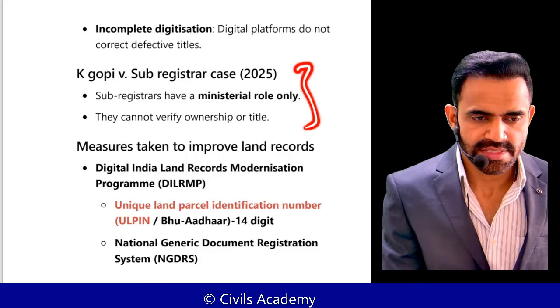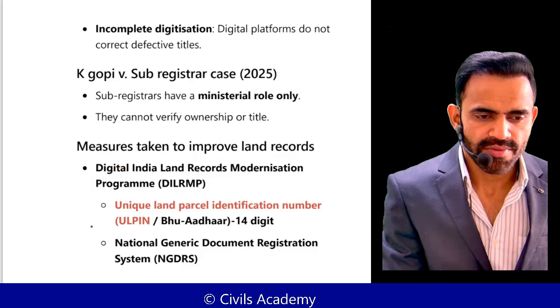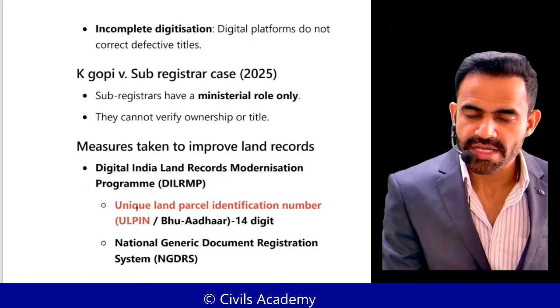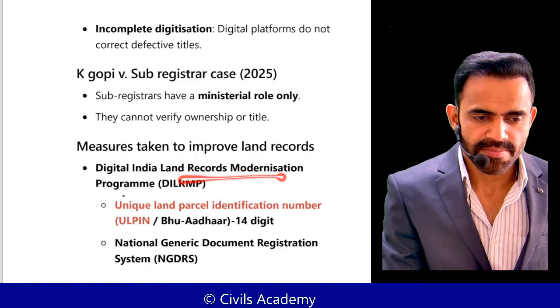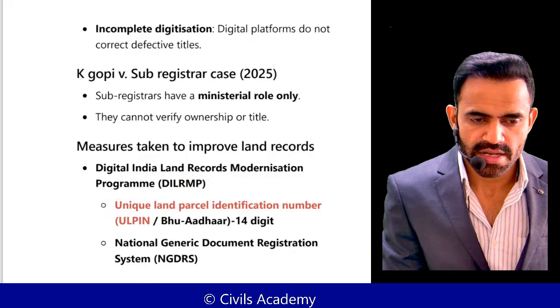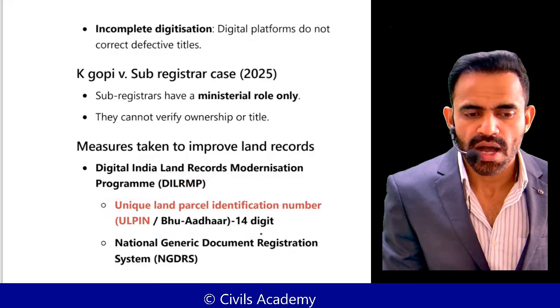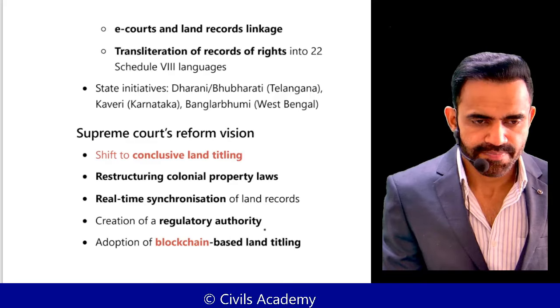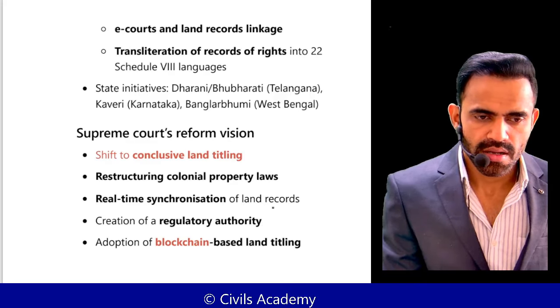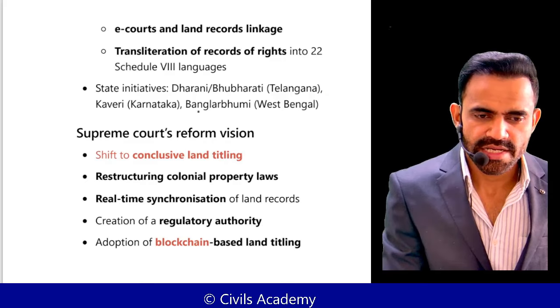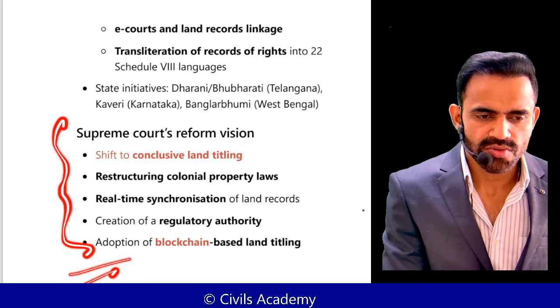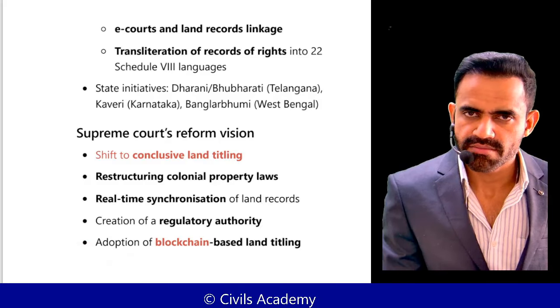That is the difference. Now, various initiatives have been taken to modernize the land records. For example, Digital India Land Record Modernization Program. And there is a unique identity for a land parcel. It is referred to as Bhu Aadhaar. It is a 14-digit number. Okay. Apart from that, various state government initiatives are there. Just go through them. Very basic thing, nothing extraordinary in this.